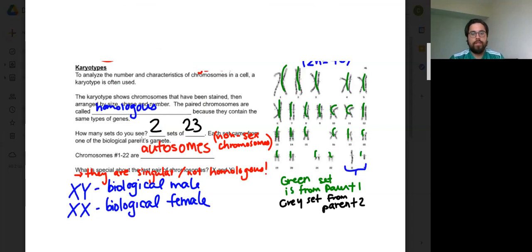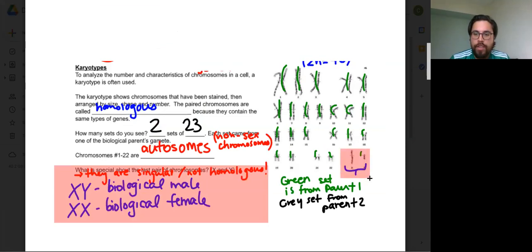So karyotypes, homologous because they contain the same set of genes. However, now we're going to throw a little bit of a curveball. The 23rd pair here, they are not homologous, or at least not always homologous. Because in a biological male, the Y chromosome is technically smaller than the X chromosome. So they are not homologous pairs.